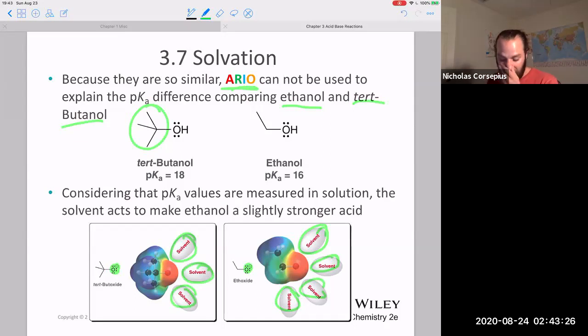Okay, so solvation. What makes a strong acid? The stability of its conjugate base. This is just one more added factor that might help stabilize a conjugate base, and that's just the ability for the solvent to surround that charge.